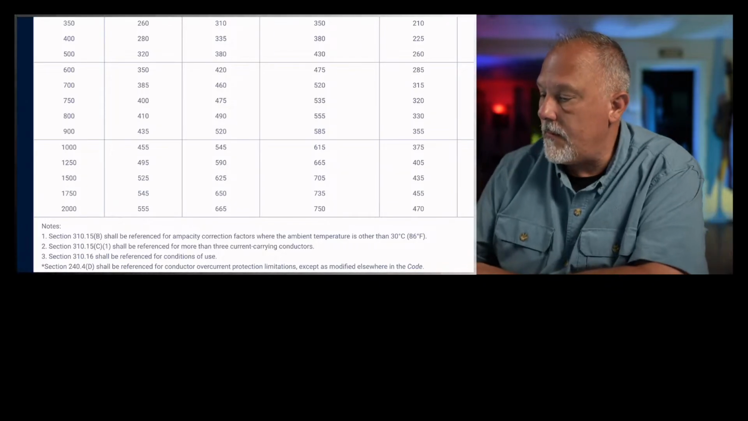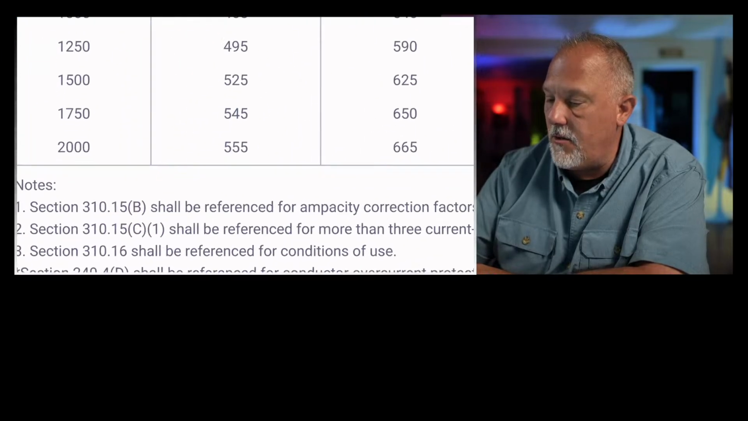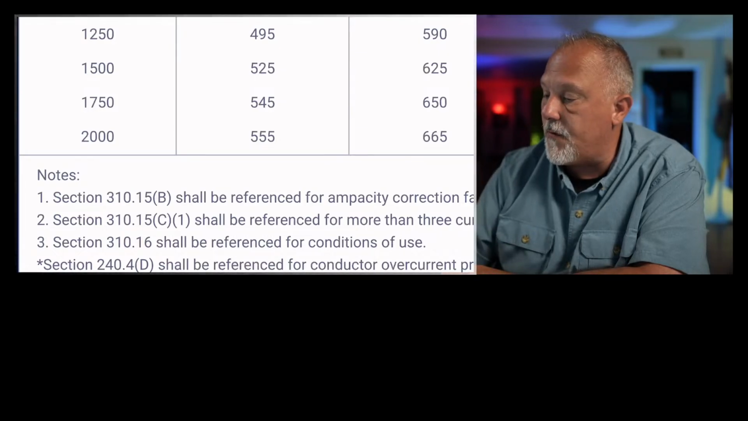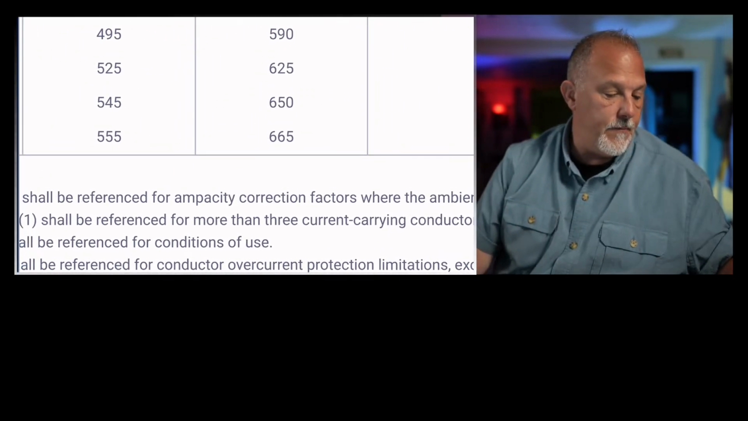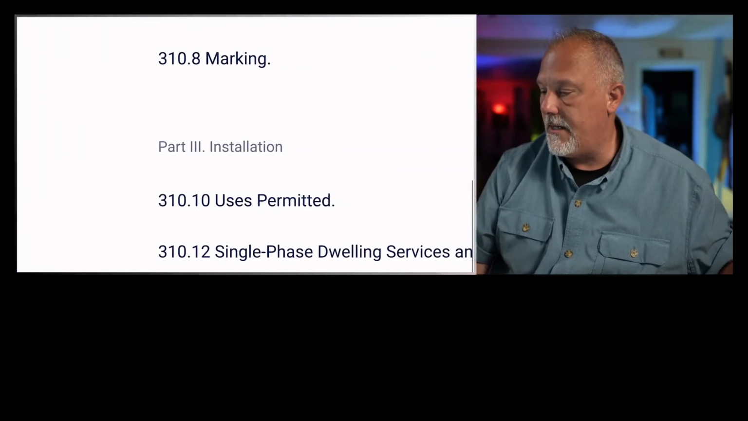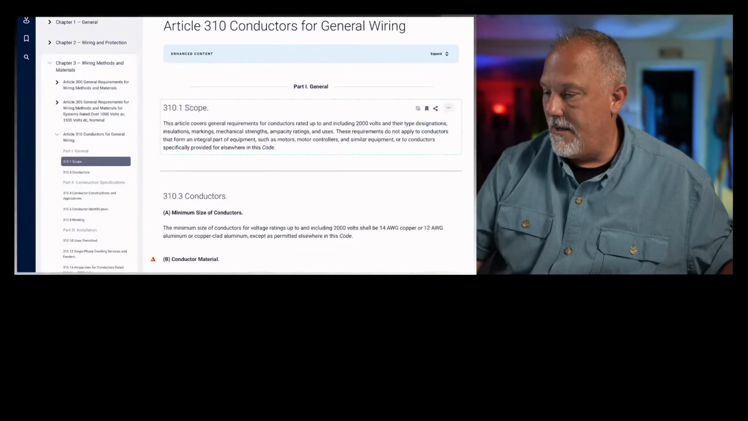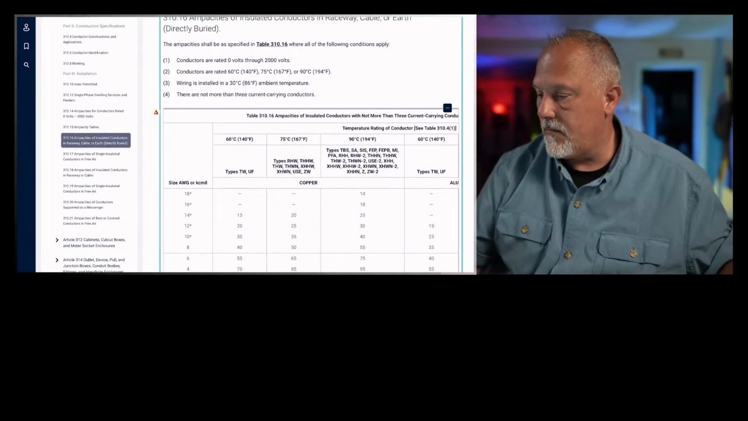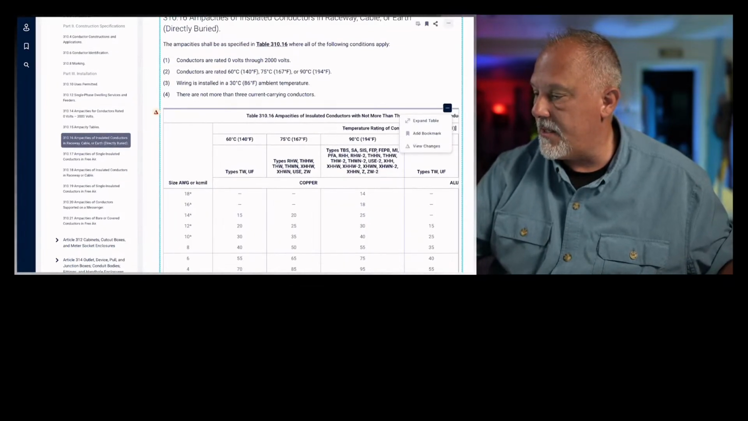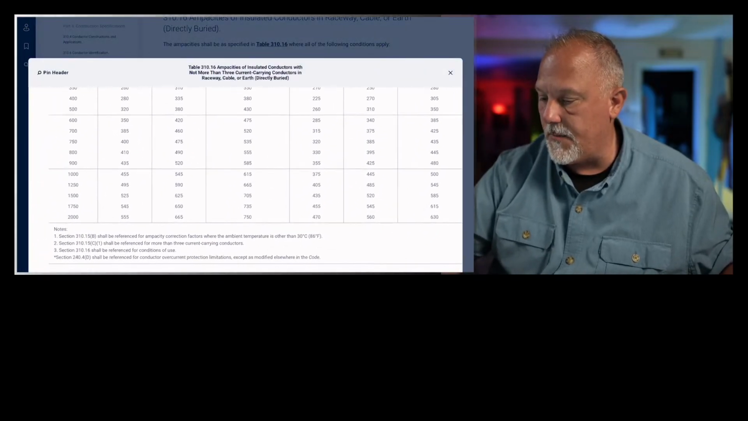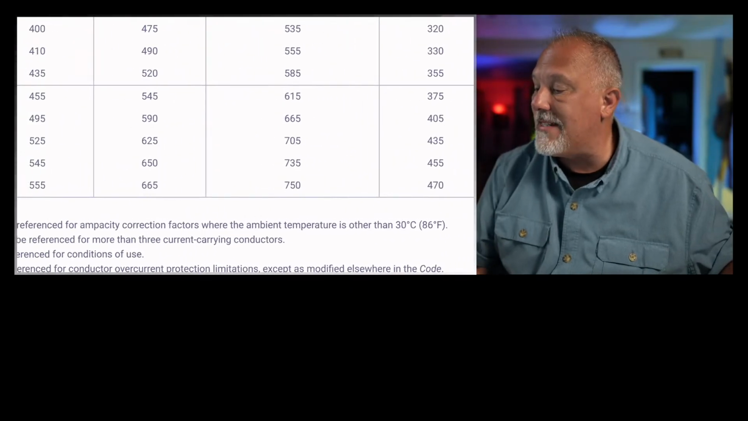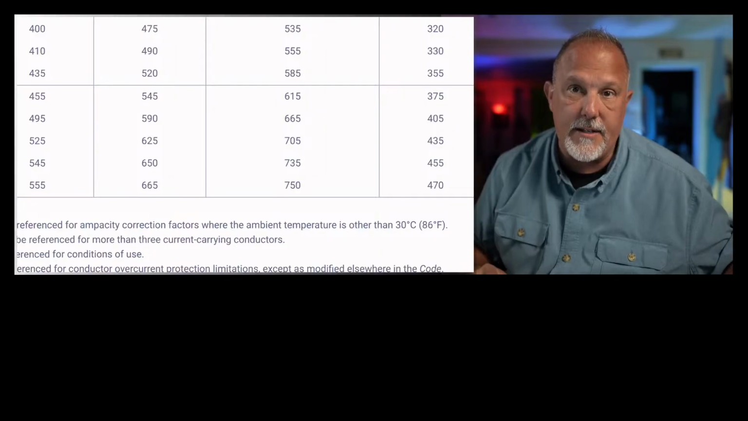All right. So if I look at this notes section, it says right here, section 310.15(B) shall be referenced for ampacity correction factors where the ambient temperature is other than 86 degrees Fahrenheit. I'm going to maximize, expand table, and go down to the bottom.